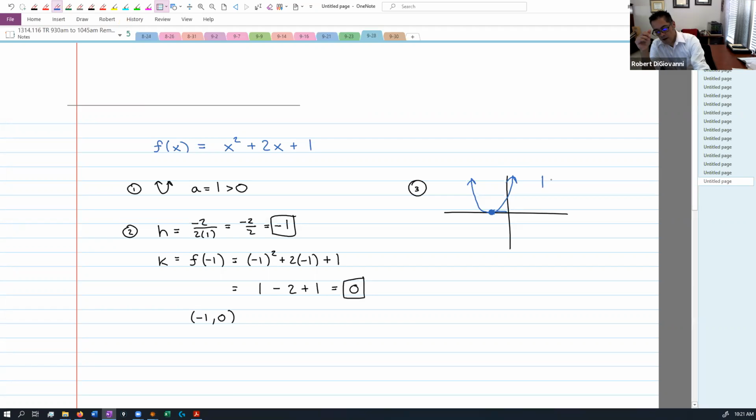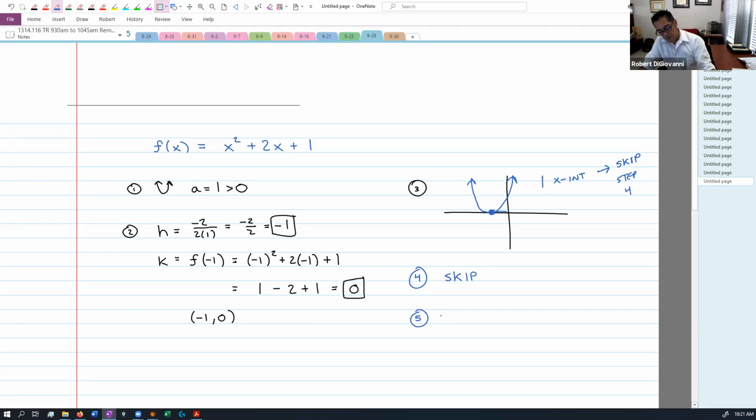We have one x-intercept. And what that tells me is I'm going to skip step 4. I'm skipping step 4 because I don't need to go find the x-intercepts. I have the only one that exists. It's right here. That's good. So step 4, we're skipping.